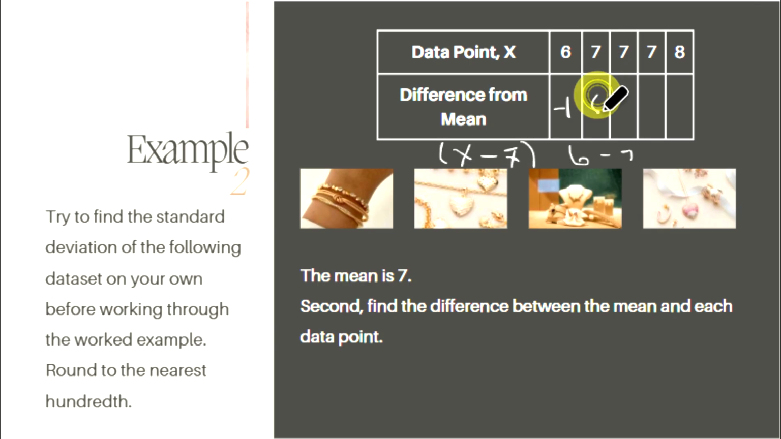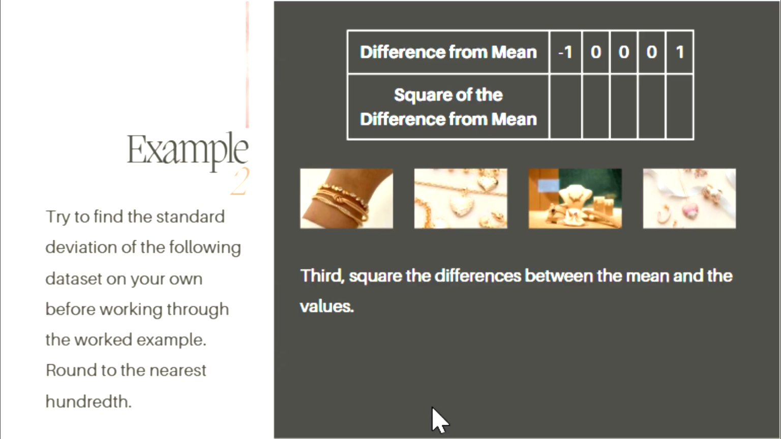7 minus 7 is going to give us 0. 8 minus 7 is going to give us a positive 1. Okay, you can see that right here. The next thing that we need to do is find the difference between each mean and each data point. That we already did. I think that was the duplicate slide.